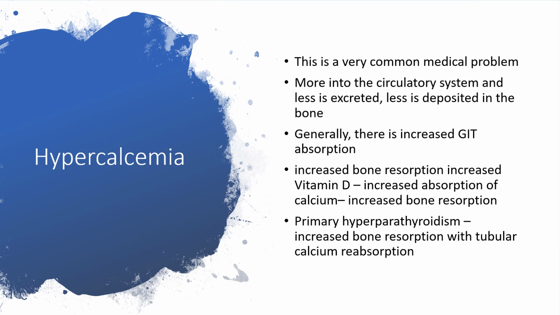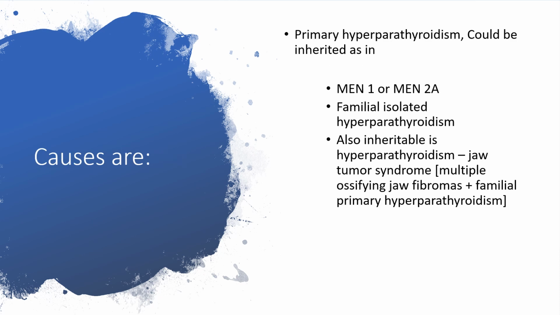We might be dealing with primary hyperparathyroidism. As a matter of fact, we cannot talk about calcium without the parathyroid gland. So primary hyperparathyroidism will lead to increased bone resorption with tubular calcium reabsorption, giving us higher concentration in the circulatory system. Causes could be primary hyperparathyroidism, because we can't even talk about calcium homeostasis without reference to the parathyroid gland.